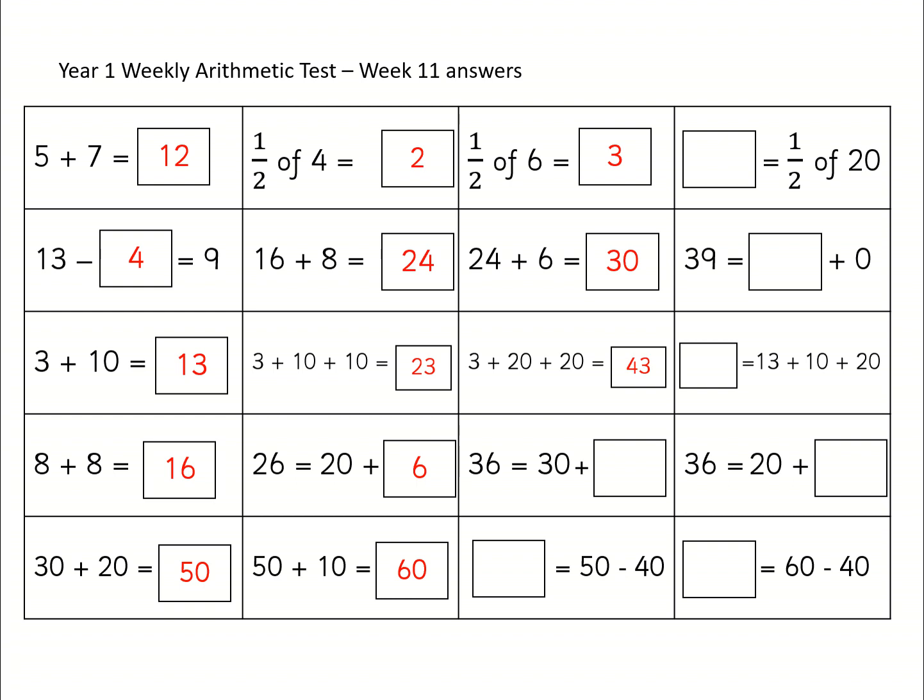36 equals 30 plus 6. You see the way that we're separating 36 into the 30 and the 6. And the last one on this column, 50 minus 40, 10. And half of 20, that would be split in 2 10 bars, which will give you 10. 39 equals something plus 0, so that's going to be 39. 13 plus 10 plus 20 is going to be 43. And then 36 plus 20 equals 20 plus something. Well, that's going to be 16, sorry. And the last one, 60 minus 40 is 20.